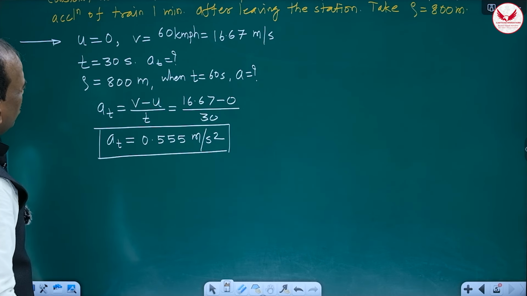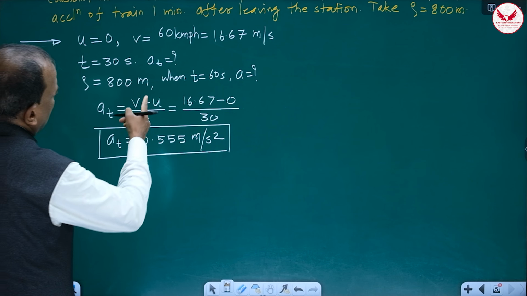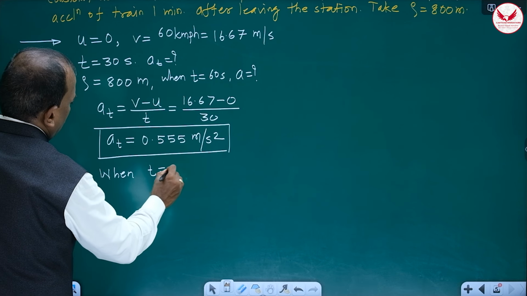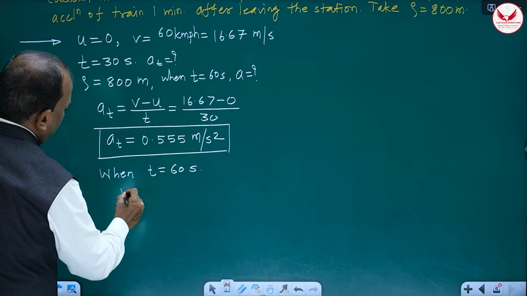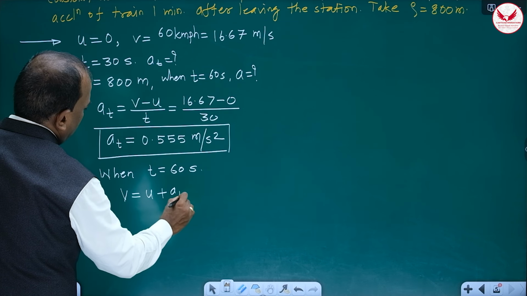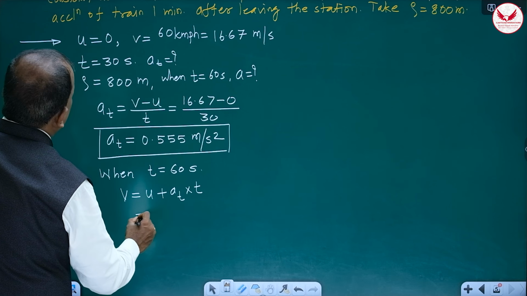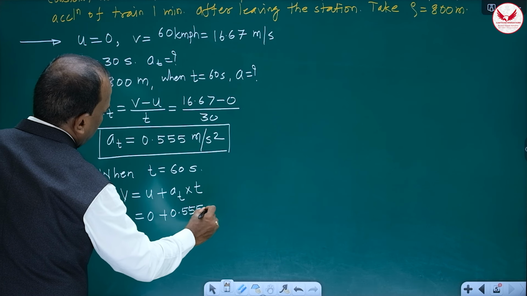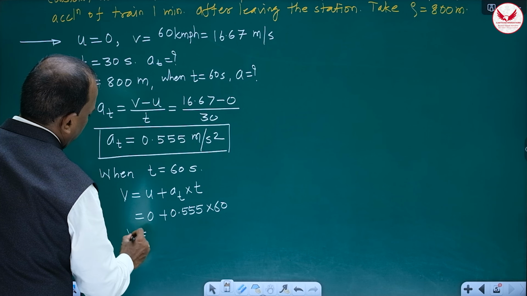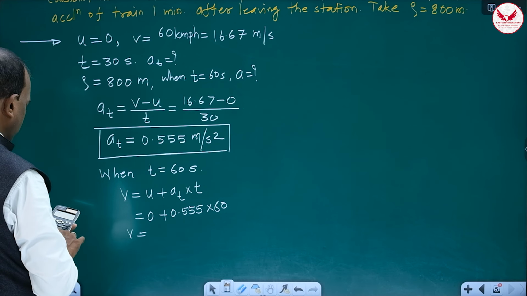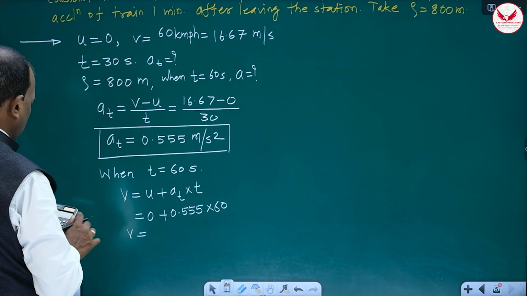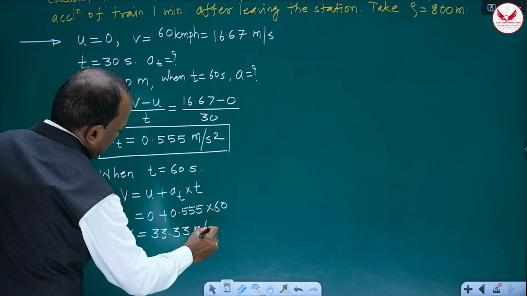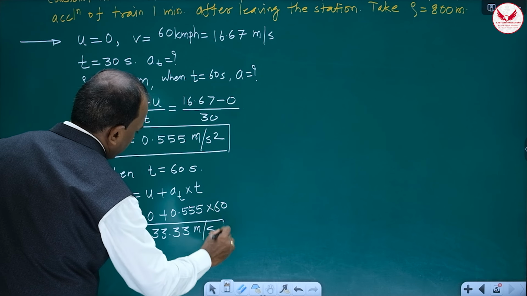Then from this what we can get? After 60 seconds, when t is equal to 60 seconds, we can get V. V is going to be U plus AT into T. U is starting from rest, 0, plus 0.555 into 60, means we'll get the velocity, 33.33 meters per second. This is the velocity.